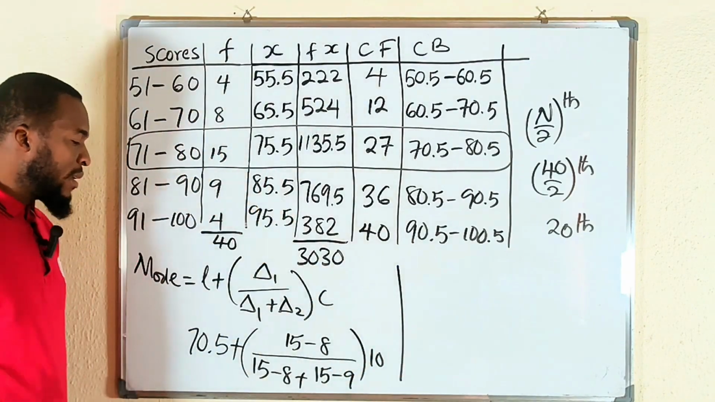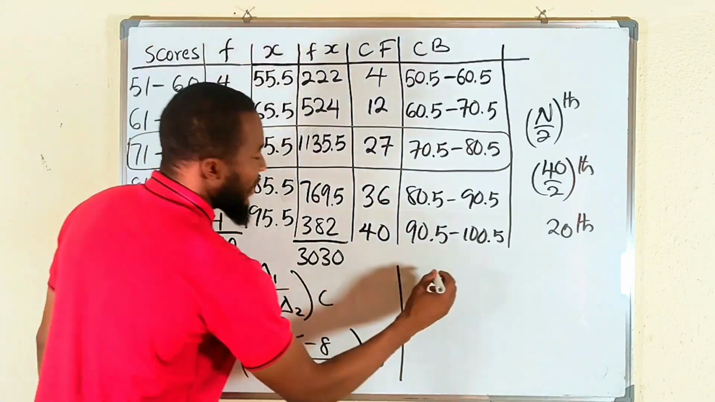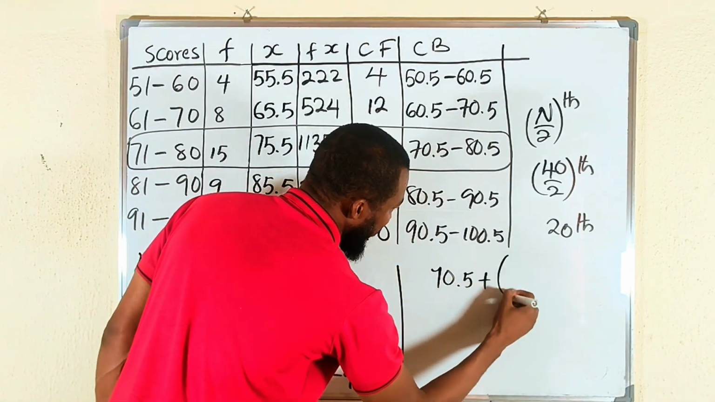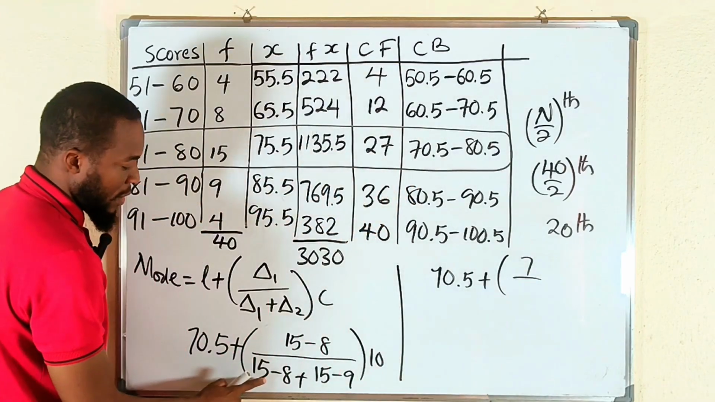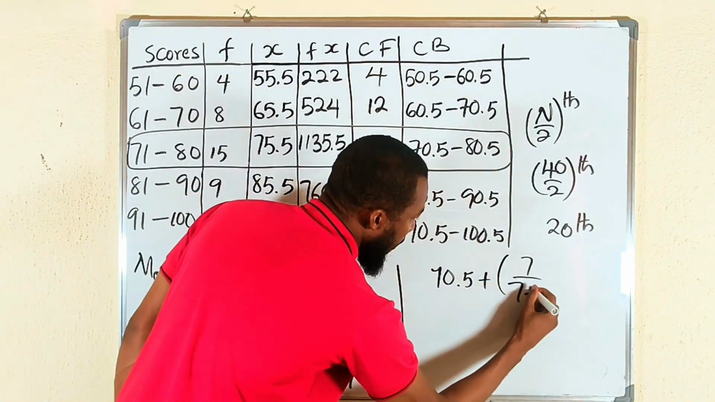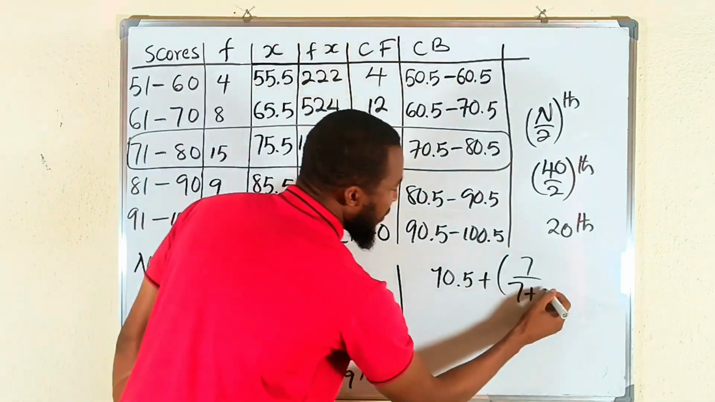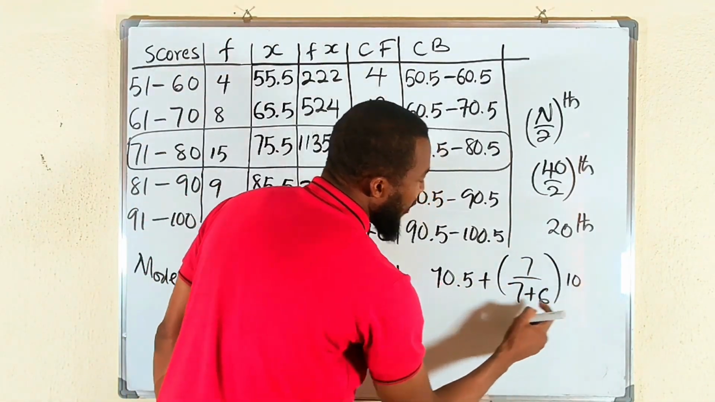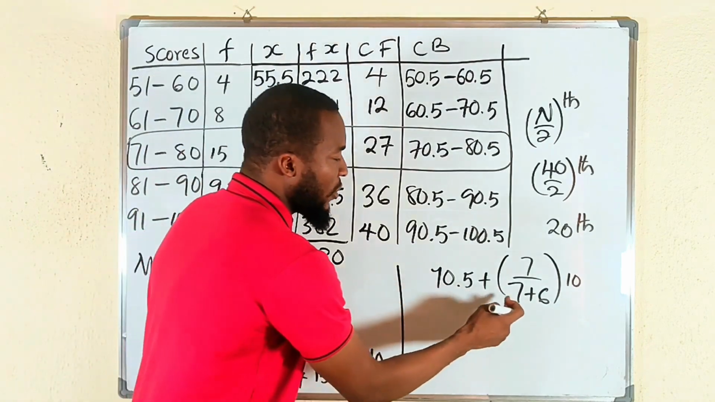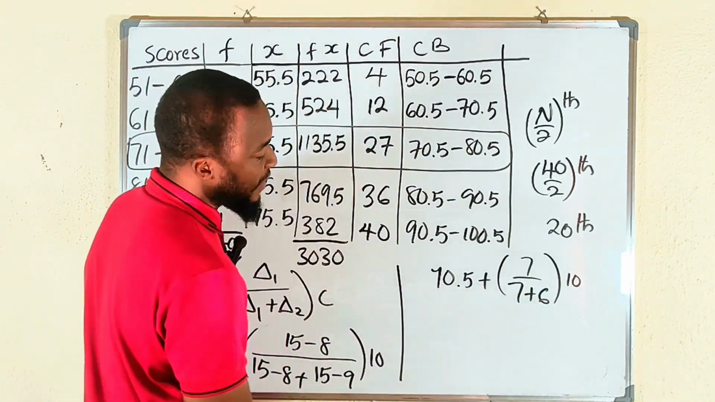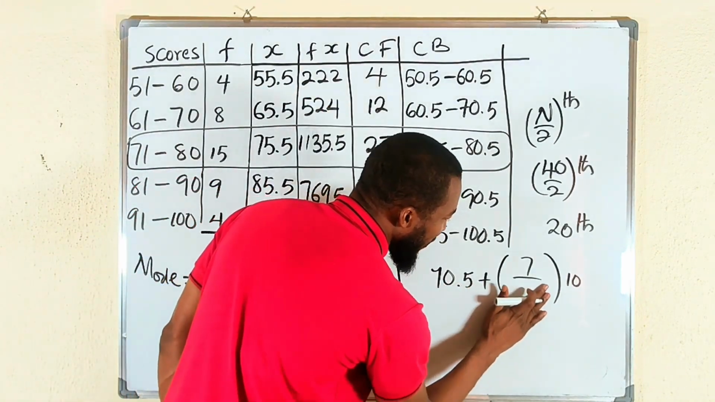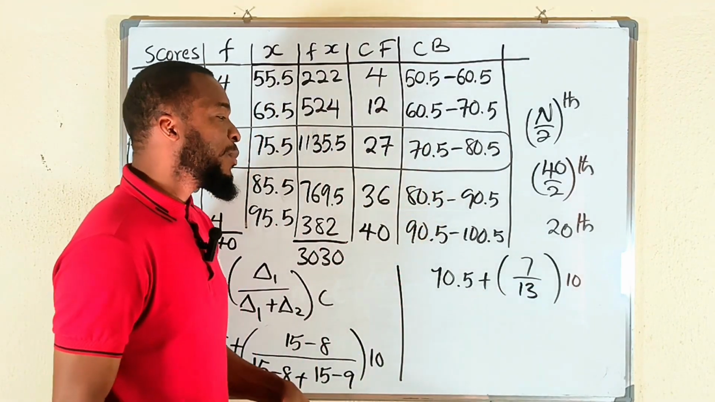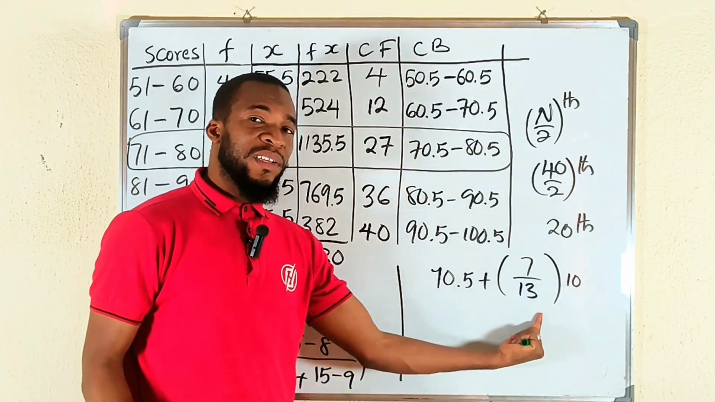Come here, this minus this is 7, so you have 70.5 plus 7 divided by, this is 7 and this is 6, right? 15 minus 9 is 6, then times 10. So what you're going to do is you can add this one. This is going to give us 13, right? So let me do that here. This is 13. 7 plus 6 is 13. So if you multiply by 10, you're going to get 70 over 13.